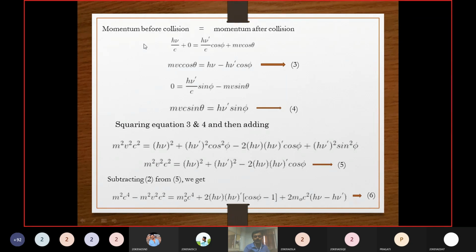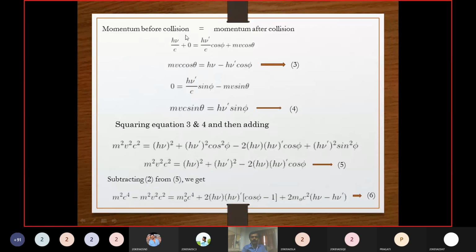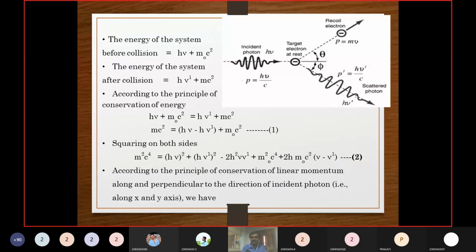Okay, before collision, what is the momentum? Total momentum is h nu by c. Here the electron is at rest. Electron is at rest means what is the momentum of electron? Zero. So before collision, P equals h nu by c plus zero. The direction is along the photon direction, that means the horizontal direction. Horizontal direction we are taking.